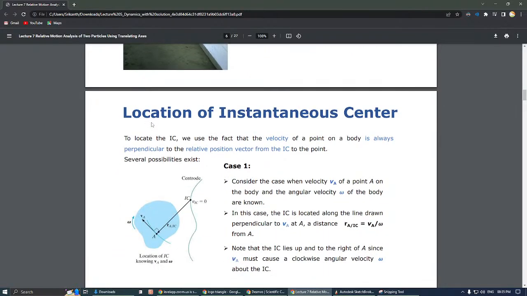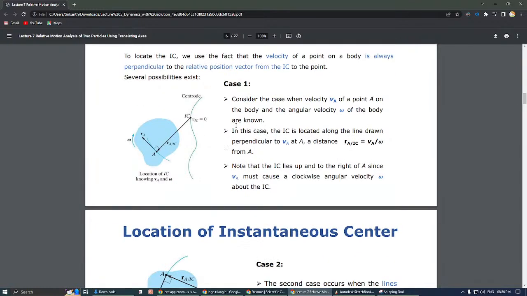Then location of instantaneous center. Velocity of a point on the body is always perpendicular to relative motion. In this case, IC is located along the line perpendicular to VA. So we just have to draw perpendiculars to the velocity. If you know the velocity at 2 points, then those perpendiculars will intersect at some place. That point of intersection will give us the instantaneous center.